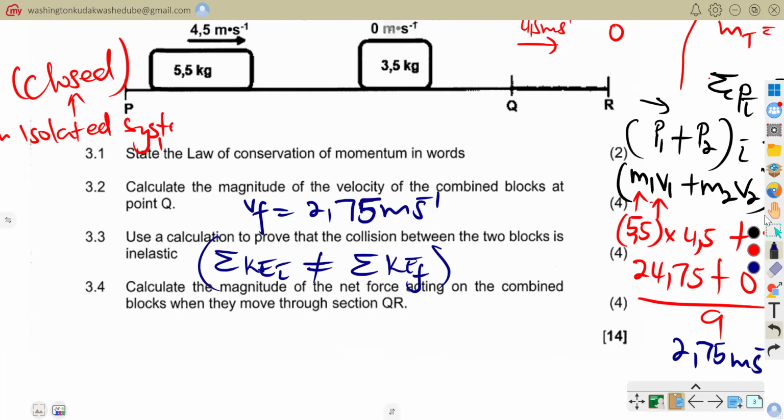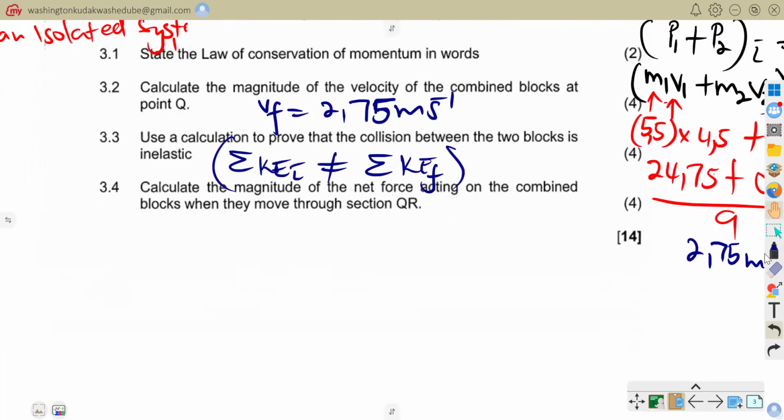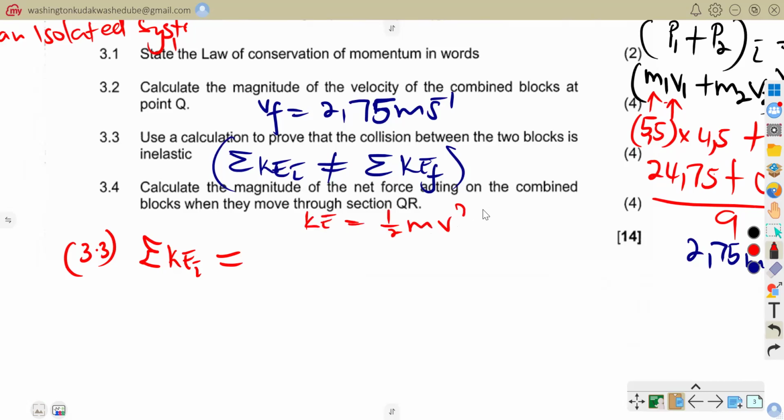So allow me to use the space below here to calculate the total kinetic energy. What I'm going to do is say total kinetic energy before is equal to, I know that kinetic energy is equal to half mv squared.